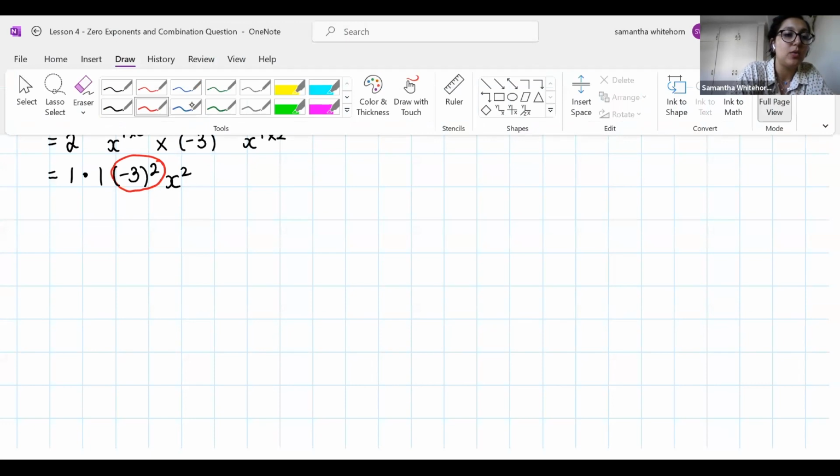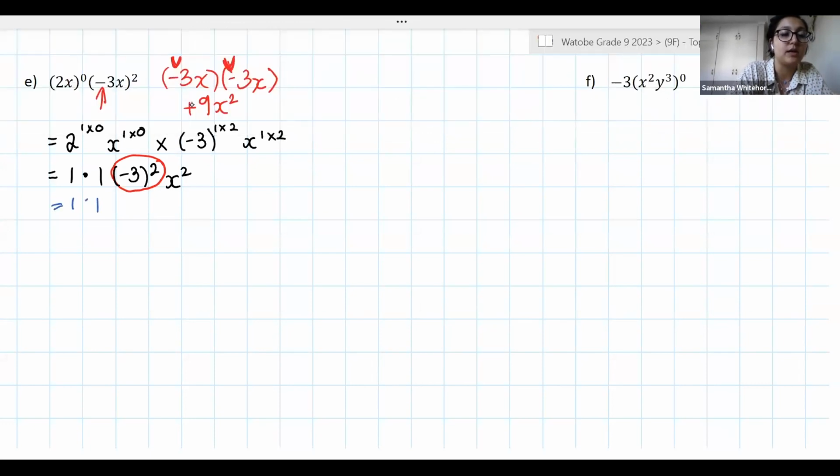So here we have our 1 times positive 9x squared. And now those ones can fall away. They don't actually have an impact, leaving me with 9x squared as my final answer. Right, so a lot of you were just saying 9, but you need to remember that there is still a variable there. And like Nalisa said, what happens to the variable? It's still there. It hasn't disappeared. There's still a variable of x there. So we need to just be careful.